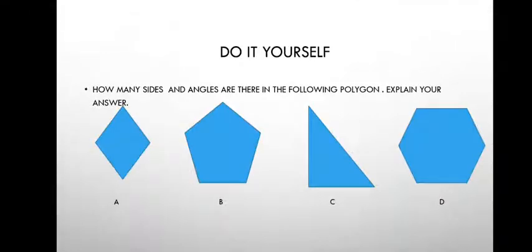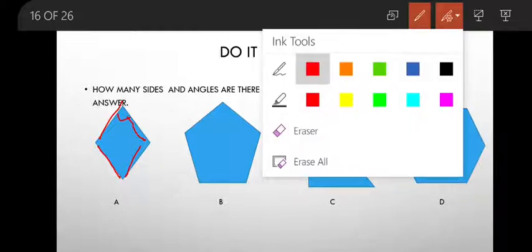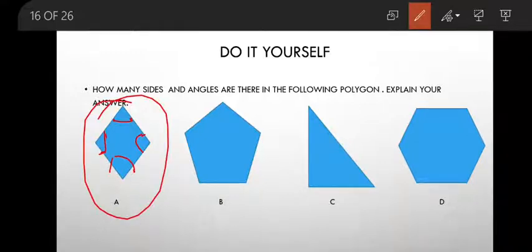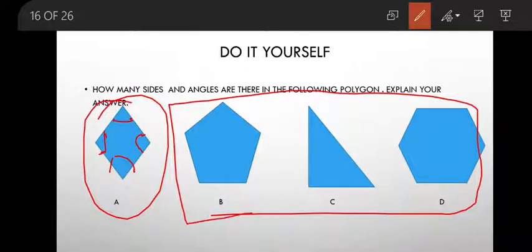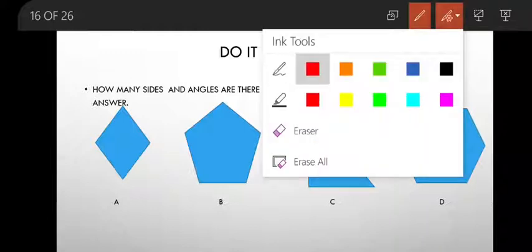Do it yourself. How many sides and angles are there in the following polygons? Explain your answer. Let me solve one for you. This polygon has 1, 2, 3, 4 sides and 4 angles. This polygon A has 4 sides and 4 angles. So you can solve these 3 yourself. Try to solve these 3 yourself.